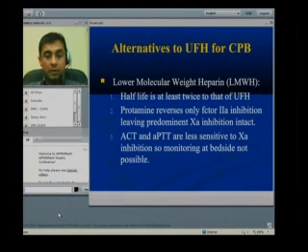So what are the alternatives to heparin for cardiopulmonary bypass? Let's say, can we use low molecular weight heparin? Of course, it has the same polysaccharides as the heparin molecule, but its half-life is at least twice that of heparin. So you have to wait for it to metabolize and clear from the system.